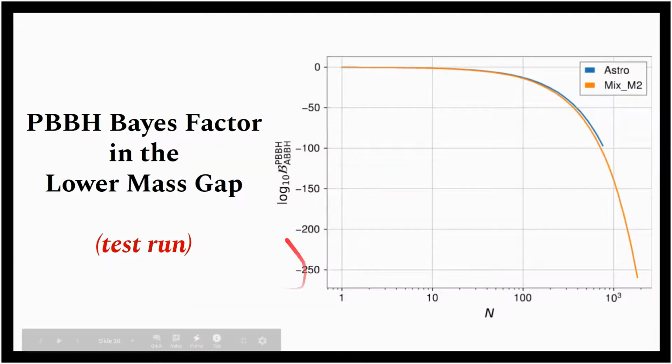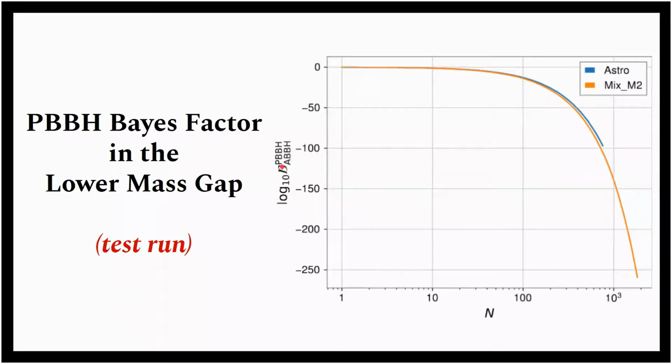So we calculated the PBH Bayes factor in the lower mass gap specifically. Let me just explain this plot a little bit. The blue one is the Astro model, which I showed you in that plot. So it's 100% astrophysical. And the mixture model over here is, again, 20% primordial and 80% astrophysical. On the y-axis, you have the Bayes factor for PBHs versus ABBHs.